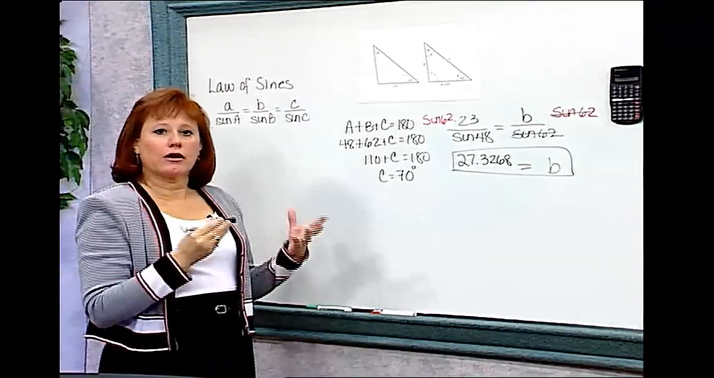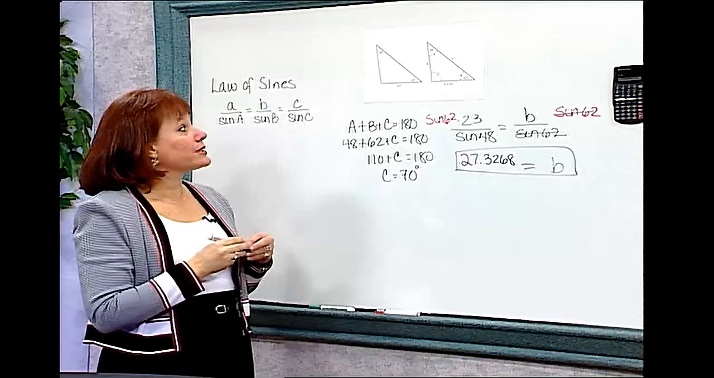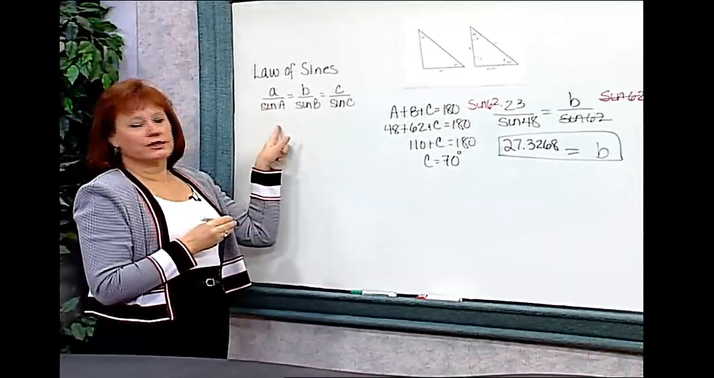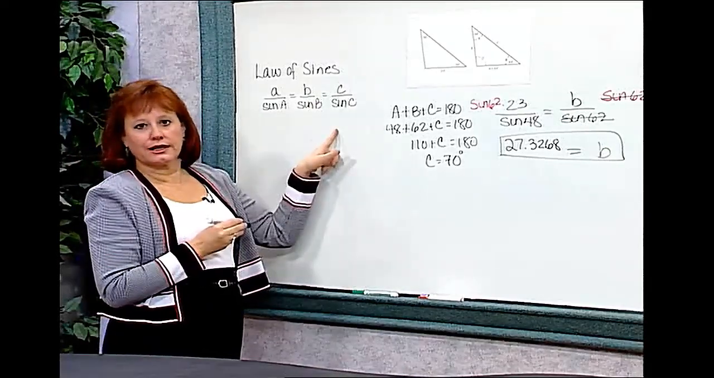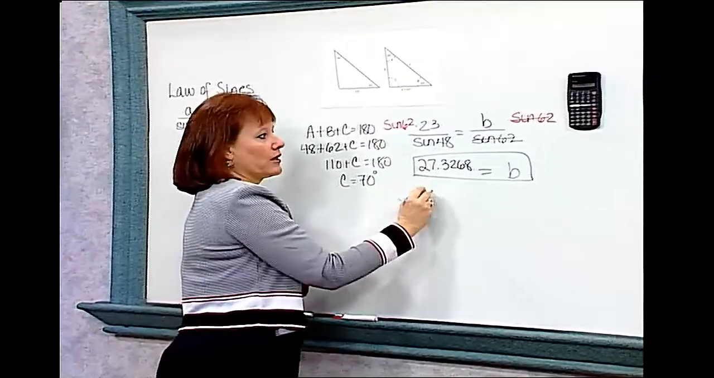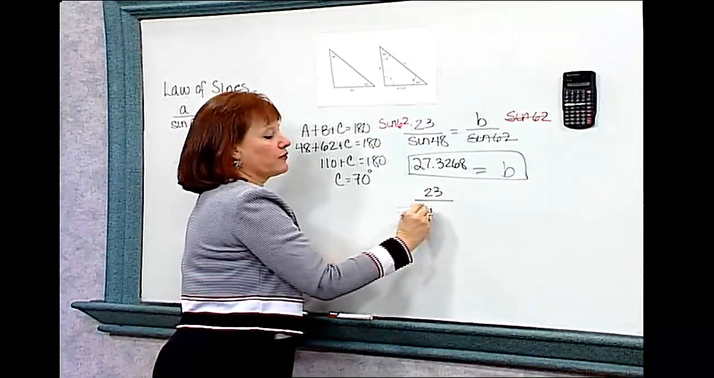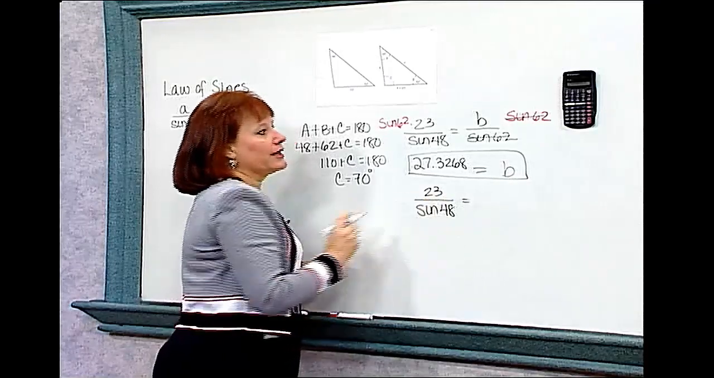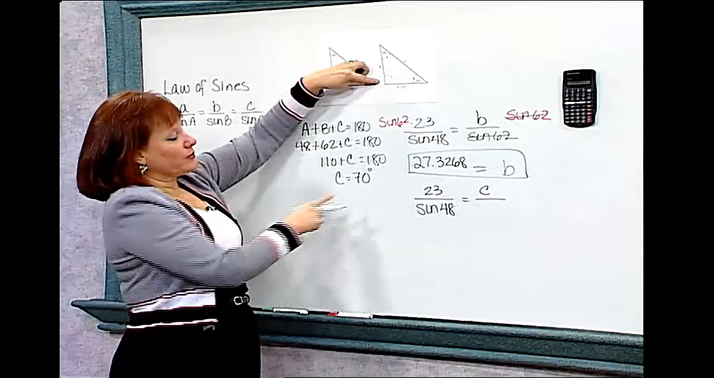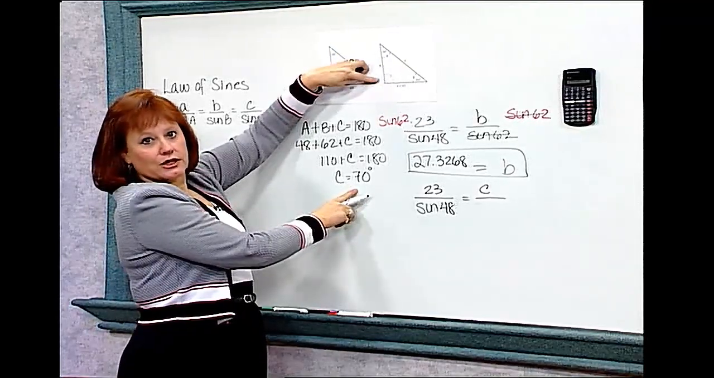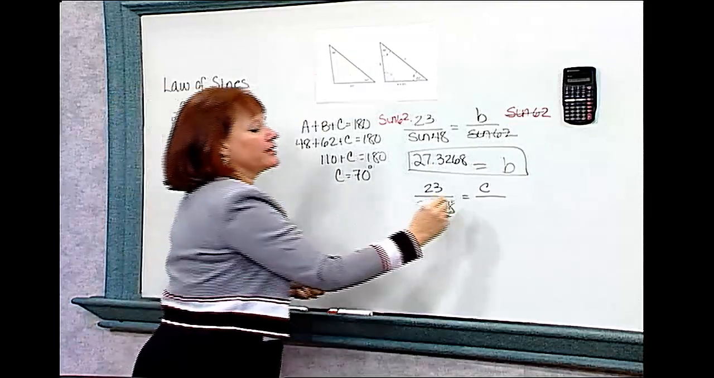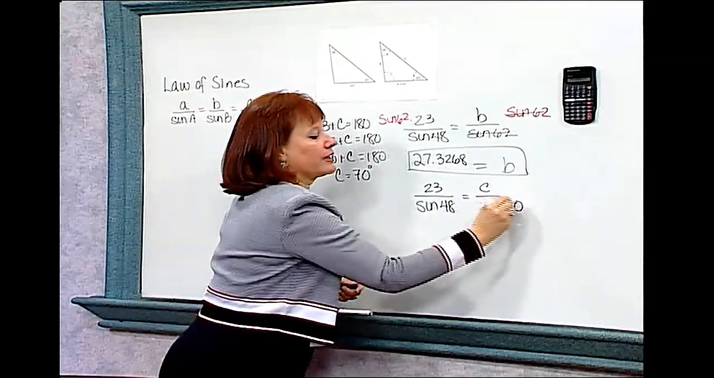Now we know that any pair of these ratios would be the same, and I still have one more side to find. I still have to find C. I can use the combination of A over sine A equals C over sine C, and I know that that will be a true proportion. So I'll use the very same ratio that I started with here. I'll say 23 over sine 48 is equal to C, and if I look at C, I find that the angle opposite from C was the one we found to be 70 degrees. We found angle C to be 70 degrees. So we'll say C over sine of 70.